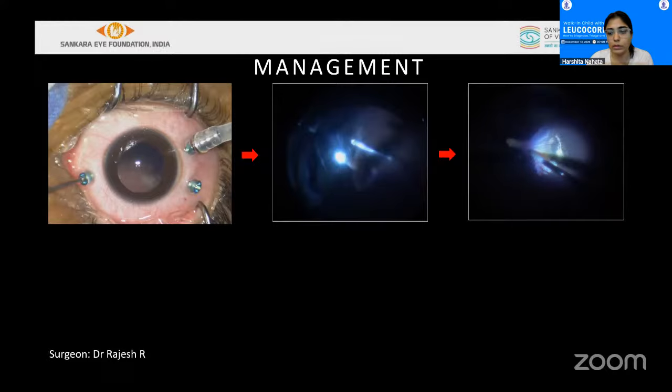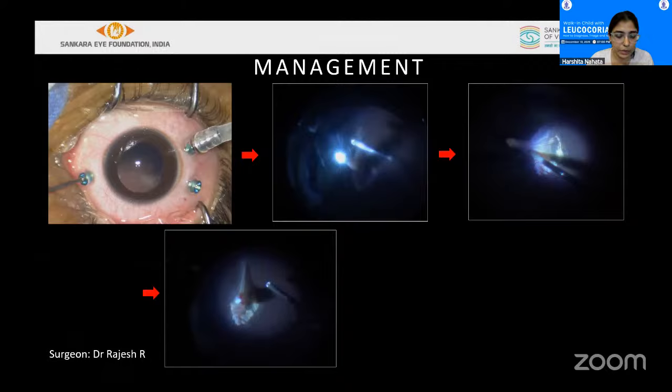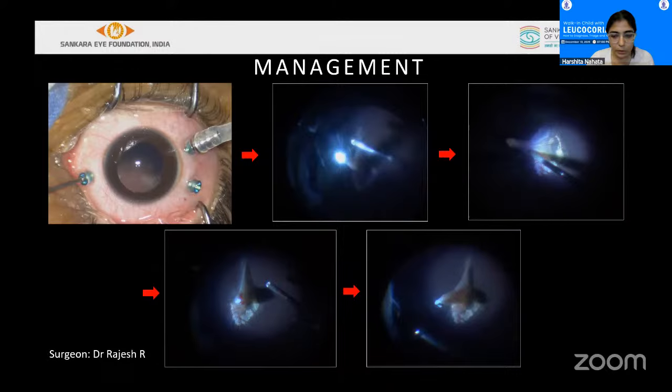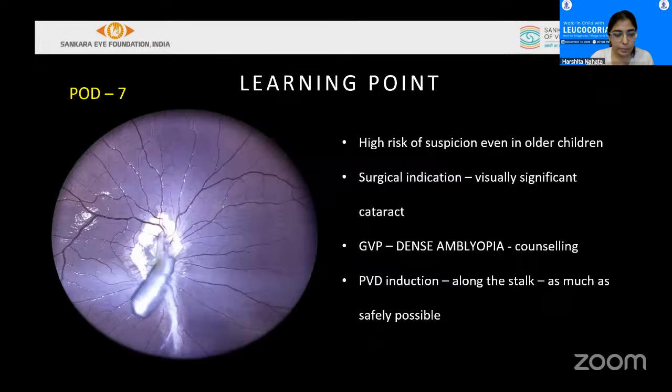However, the surrounding retina was seen to be attached. So the stalk was not really trimmed. It was just released from the lens capsule, and the eye was closed in saline.